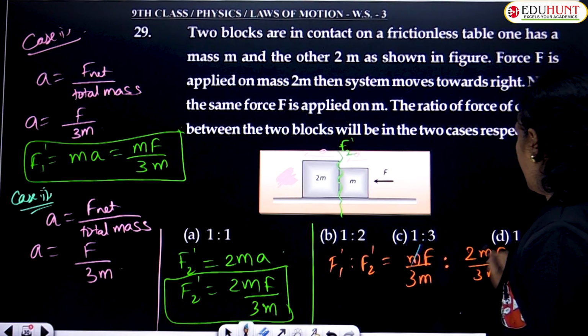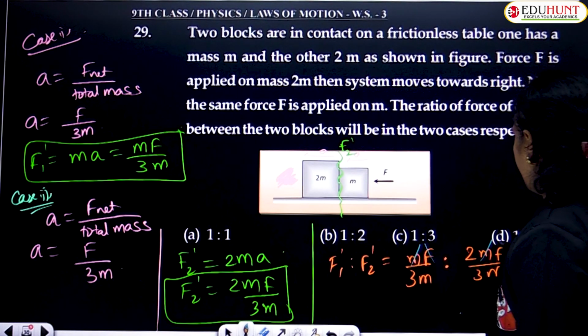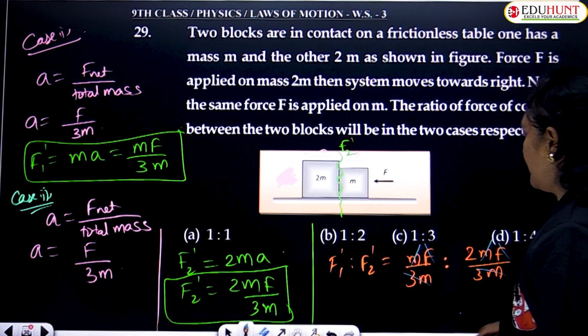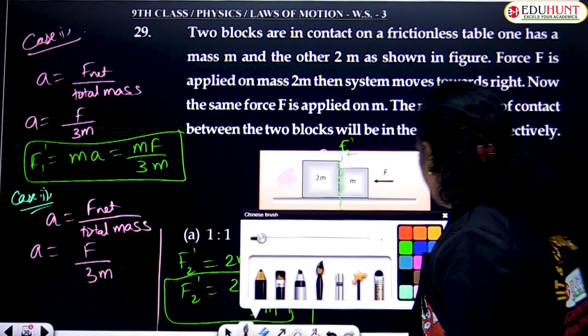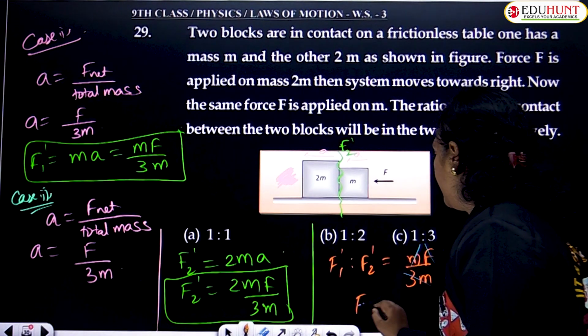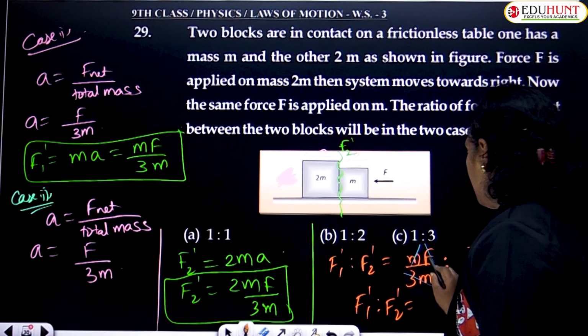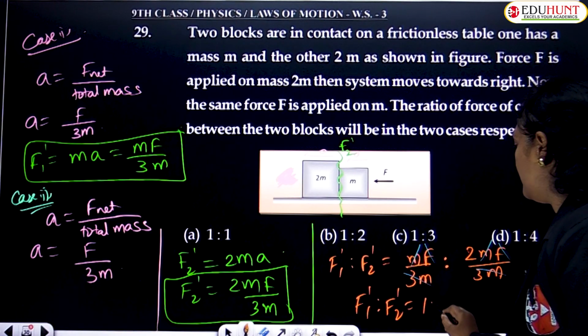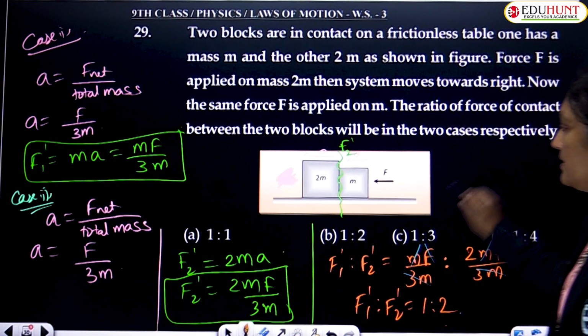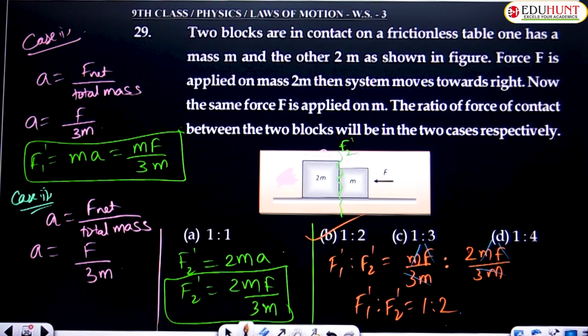Here m gets cancelled, F and F get cancelled, 3m and 3m get cancelled. Hence clearly we have F1' is to F2' equals, here nothing is left over, so 1 is to 2. Is there an option? Yes, of course. So option B must be true. What is the answer, children? The correct answer is 1 is to 2, the second option. Clear? So two different cases you have to consider.